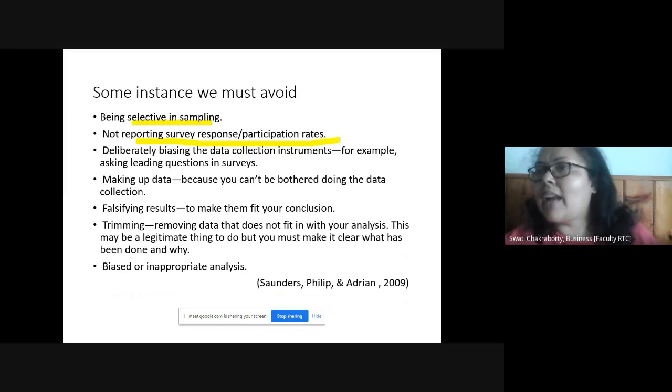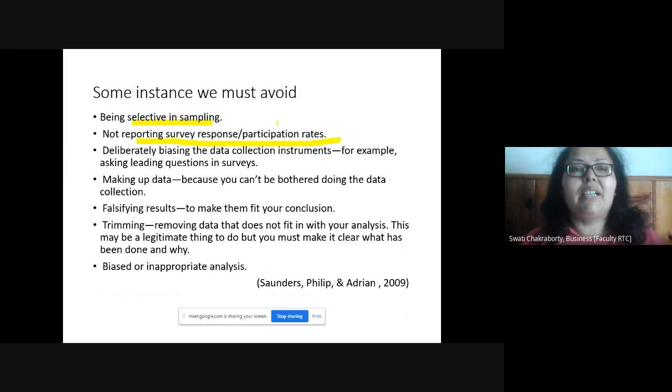Like you are actually revealing the names of the persons. That you should be avoiding. Deliberately biasing the data collection instruments. So don't do that, don't do it.